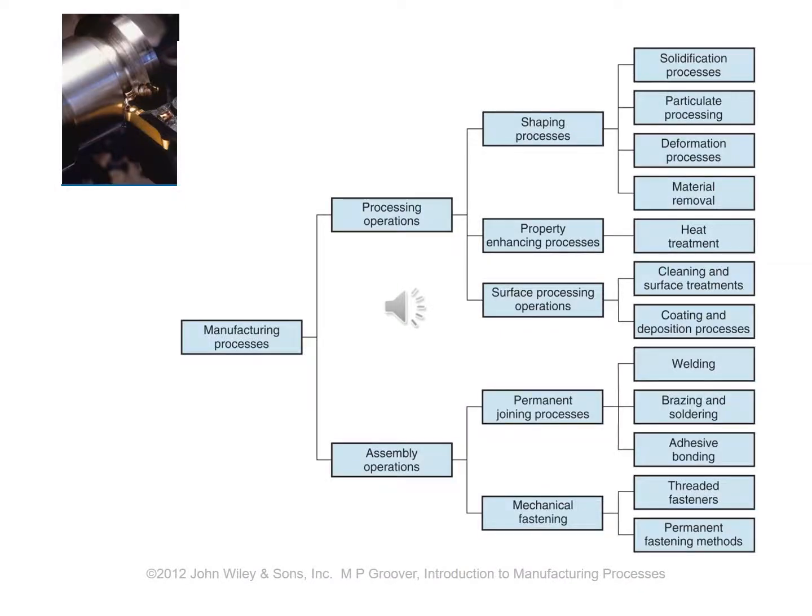This is kind of a busy slide, but it basically shows the manufacturing process. Again, we said it's divided into processing or assembly. Processing can be divided into shaping processes, which include solidification, particulate, deformation, and material removal. This is turn, mill, grind, that type of thing. Property enhancement, that's heat treatment. Or surface processing, again, cleaning and coating, painting, that type of thing. Then you get into assembly. You've got the joining processes. You can weld, braze, and glue it together, or mechanical. You can use bolts for threaded fasteners, and you've got other types, clamps, things like that.